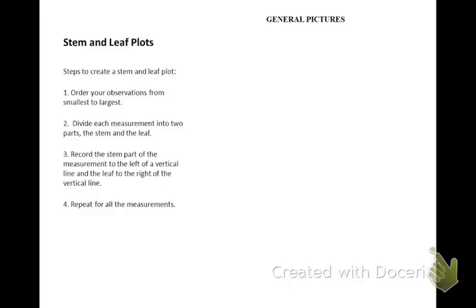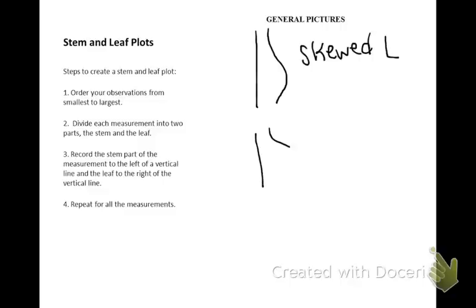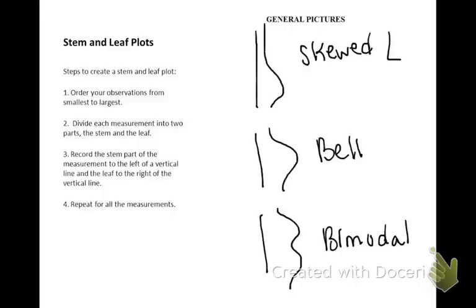General pictures can have this shape, and in this case, this would be skewed left, this shape, this would be bell, or this shape, this would be bimodal, or the data could be skewed to the right.